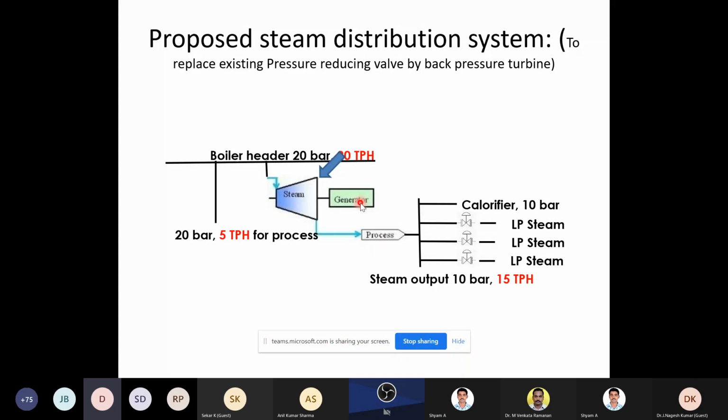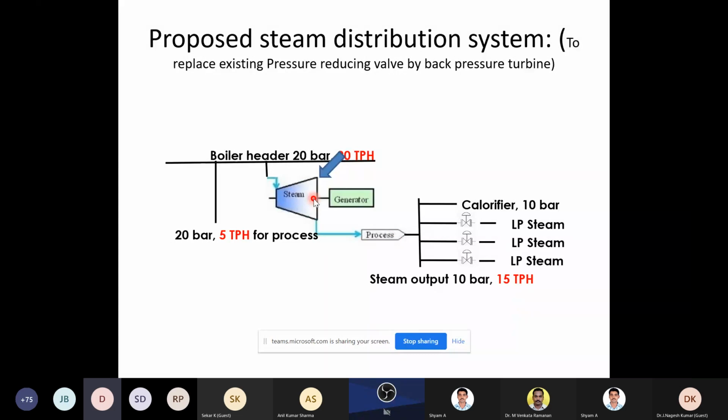Earlier it was wasted. See, pressure reduction means it's an isenthalpic process. We are killing the pressure through the pressure reduction. Instead of killing it through the valve, we are putting a turbine and generating the power. So you get 20 bar at inlet and 10 bar at outlet, which were the conditions earlier when the pressure reducing valve was used.